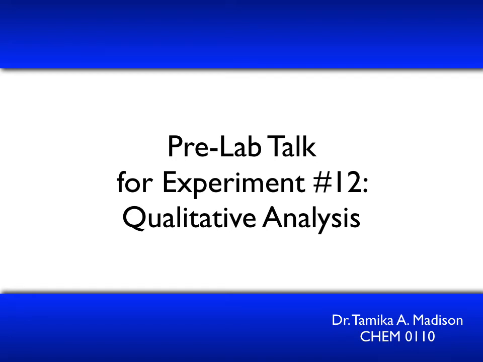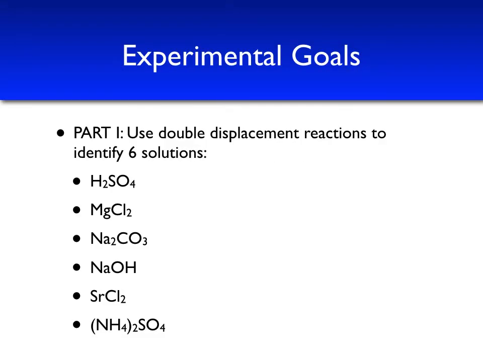This is the pre-lab talk for experiment number 12, qualitative analysis. This is for Chem 110 lab. In part 1 of this experiment, we will use a series of double displacement reactions and deductive reasoning to identify 6 solutions that could be sulfuric acid, magnesium chloride, sodium carbonate, sodium hydroxide, strontium chloride, and ammonium sulfate.